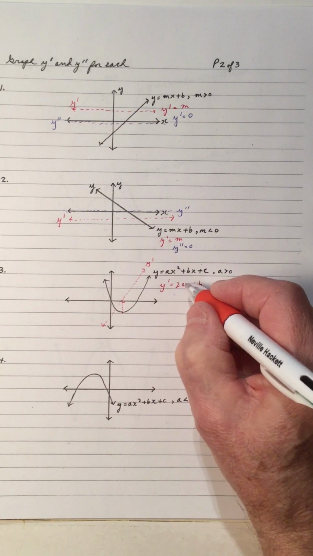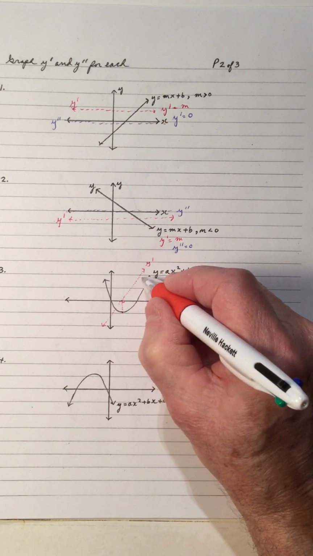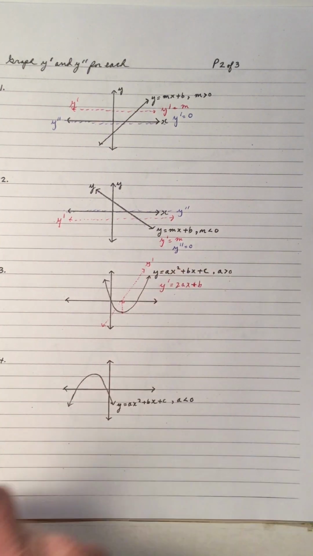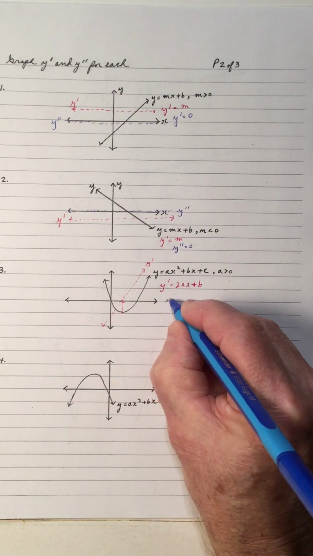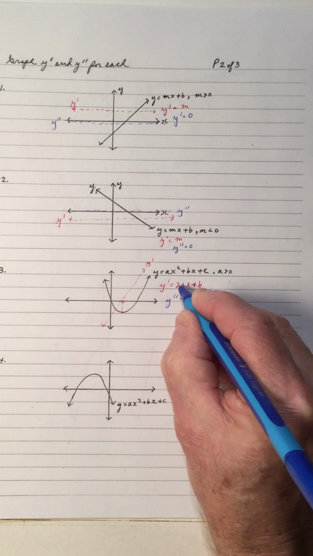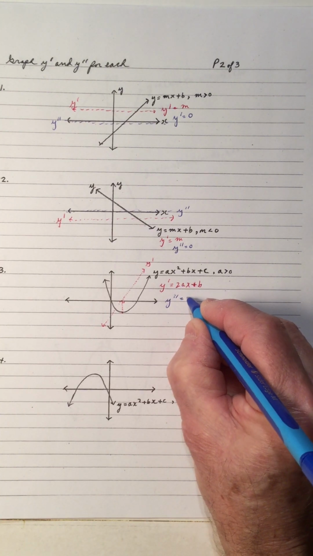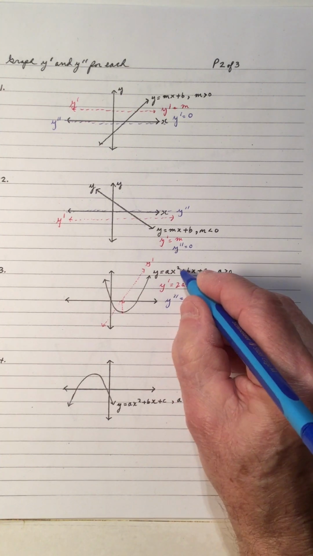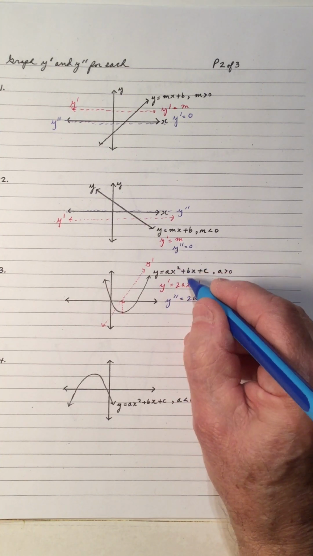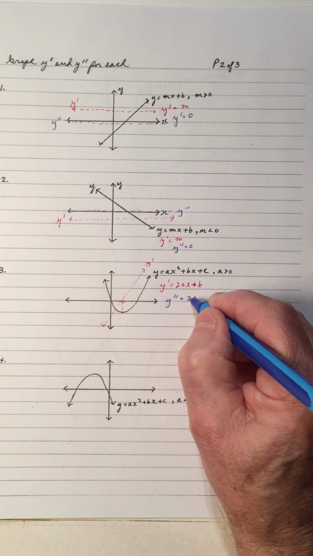But the slope is 2a on this line. And that's y prime, and y double prime is the derivative of 2ax, which is 2a. The derivative of b is 0. So notice this is a quadratic going to a linear, going to a constant.